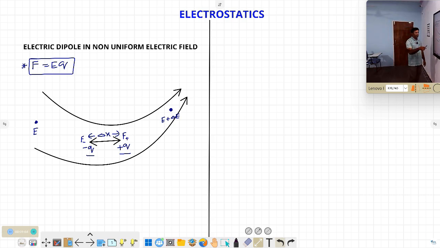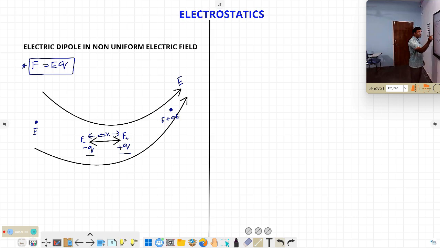Now this dipole we have placed in the electric field. You can see the electric field here. If you see the different points of the electric field, at the starting point the lines are spread more, here they are a little closer, and here much closer. That means this electric field is not uniform. Uniform means equal in magnitude and same in direction. But this electric field is not uniform. It is a non-uniform electric field.